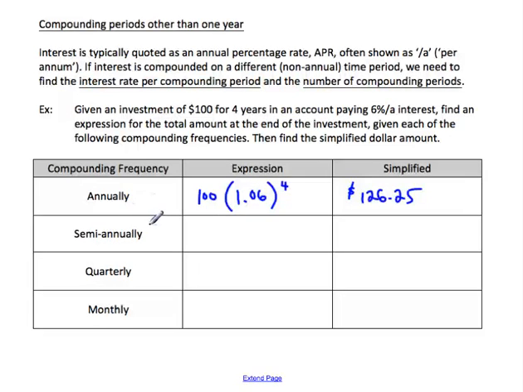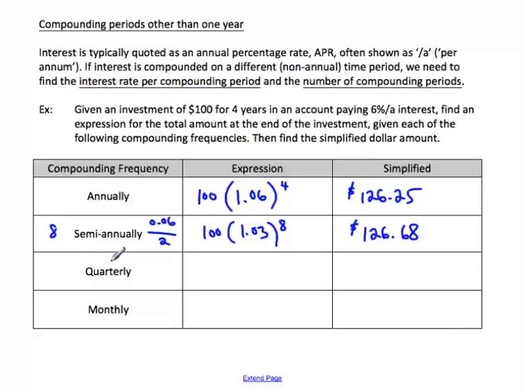However, if we change the compounding frequency to semi-annually, that means every 6 months the bank is paying out 3% interest because 0.06 is our interest as a decimal every year, but we're dividing that by 2 to get our 0.03 interest every 6 months. And the number of compounding periods is not 4, but it's going to be 8. Therefore, we have to change this, and we get 100 times 1.03, because that's 0.06 divided by 2, to the power of 8. And if we do that calculation, we see that we end up with slightly more, $126.68 at the end of the investment.